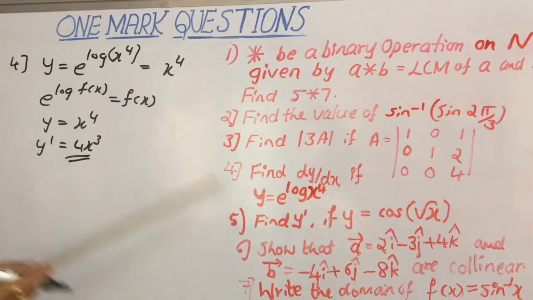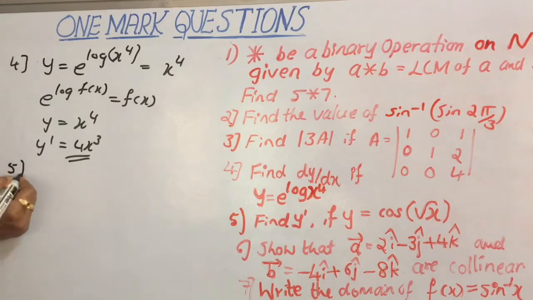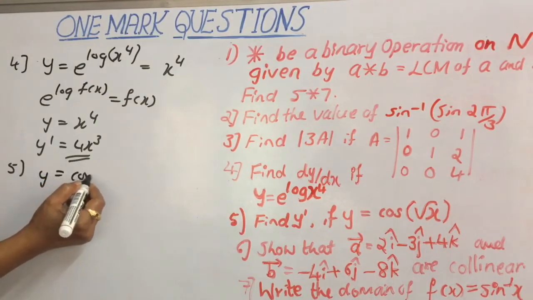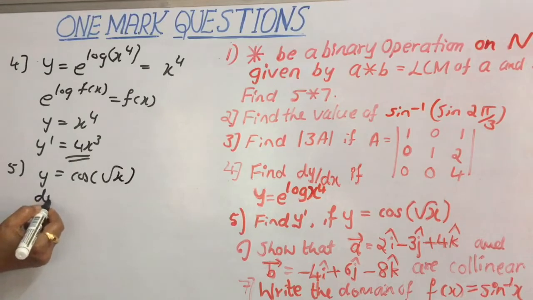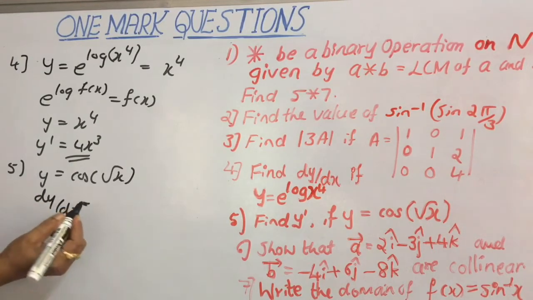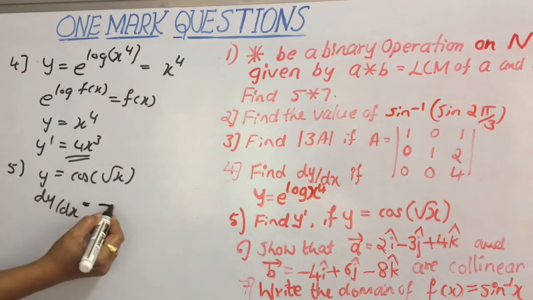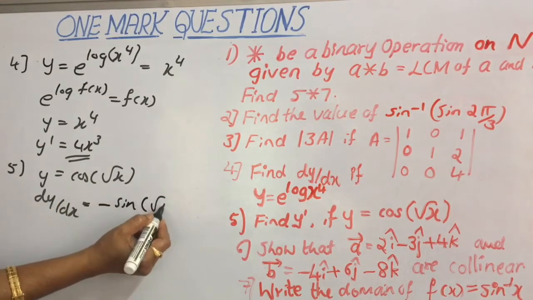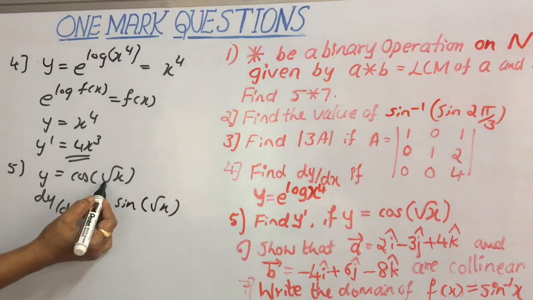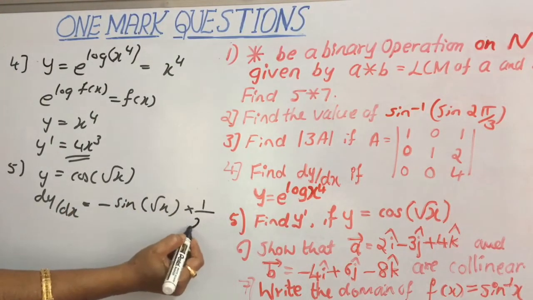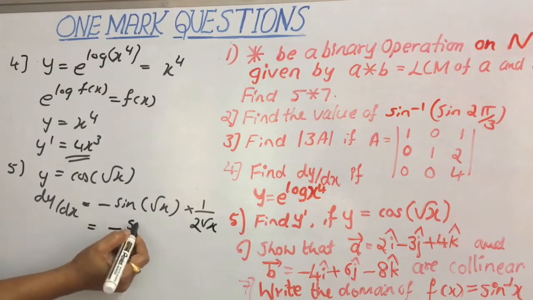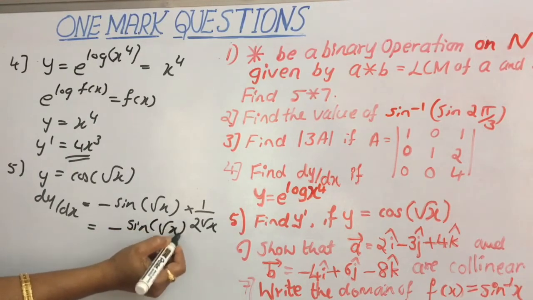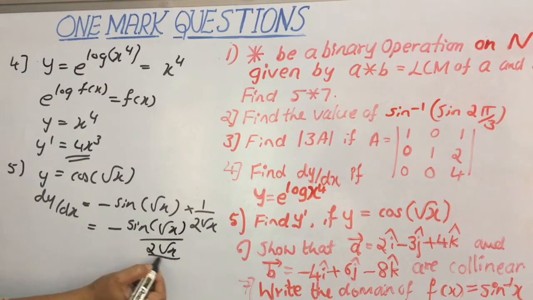Now move on to the next question. Question number 5. That is, find y dash if y is equal to cos of root x. If we differentiate, dy by dx equals derivative of cos, that is minus sine of root x. Next, derivative of root x is 1 by 2 root x. So dy by dx is equal to minus sine of root x divided by 2 root x.